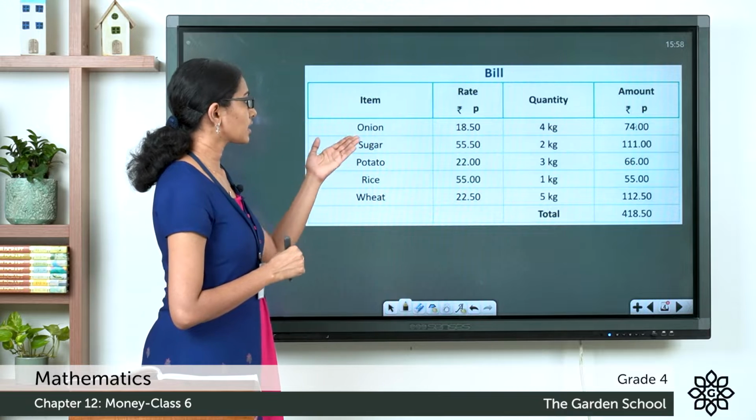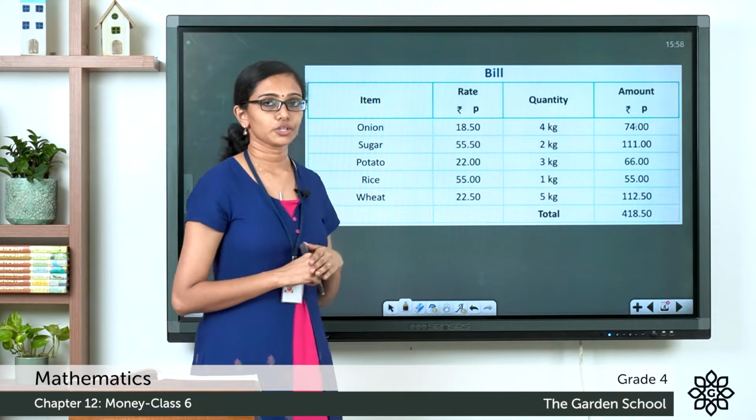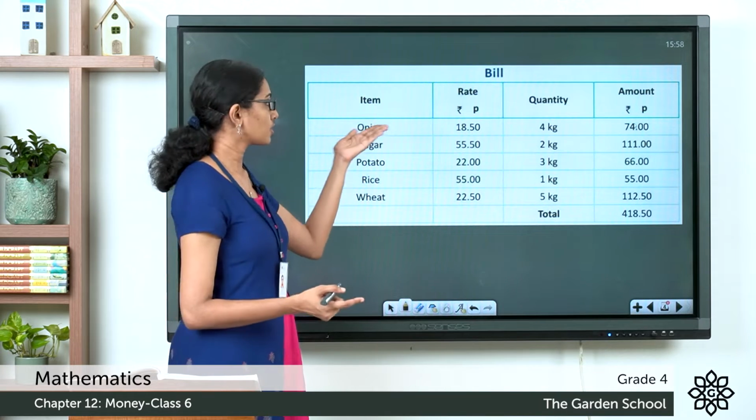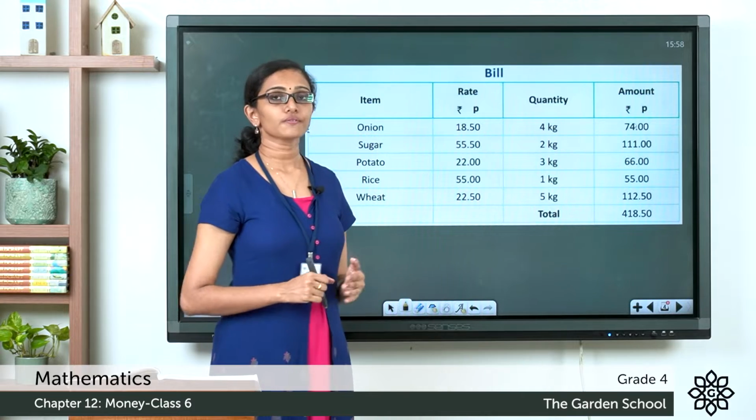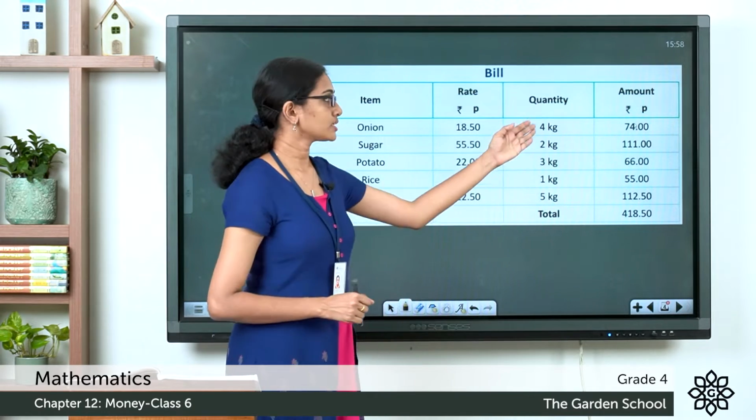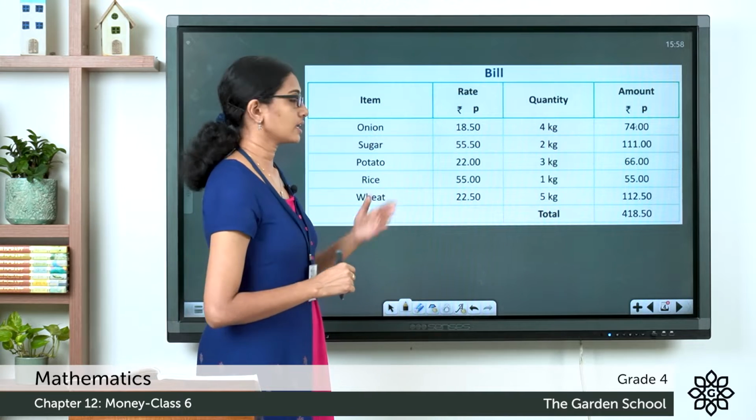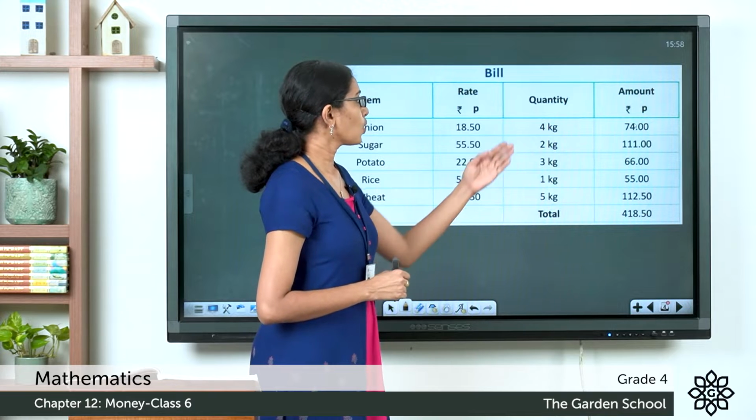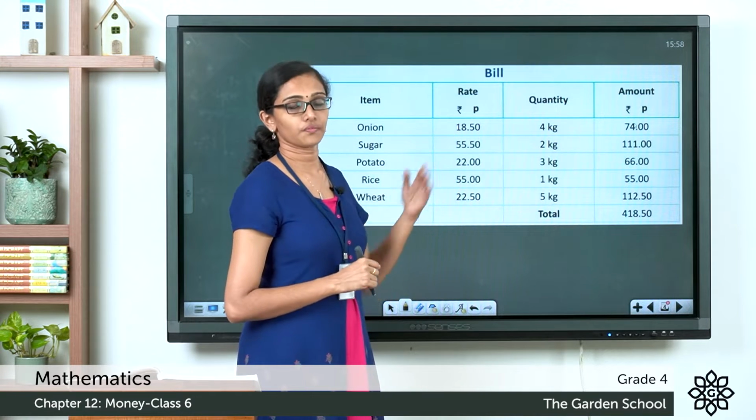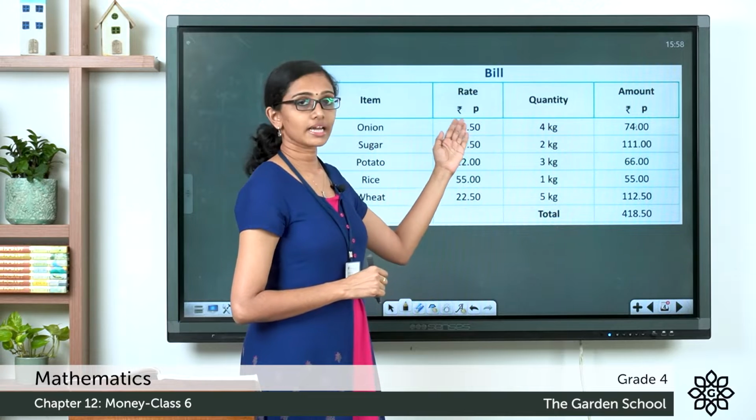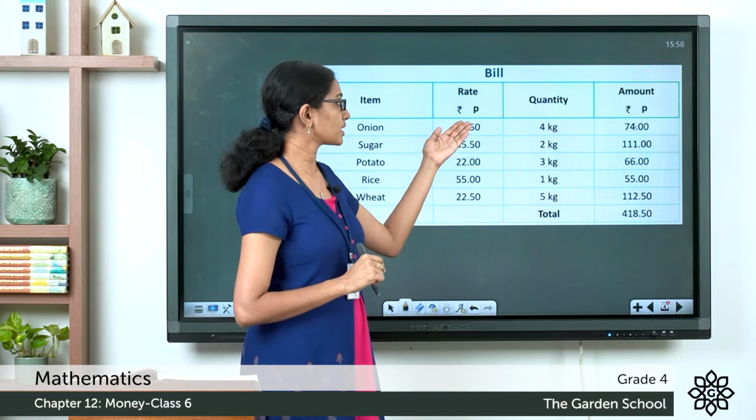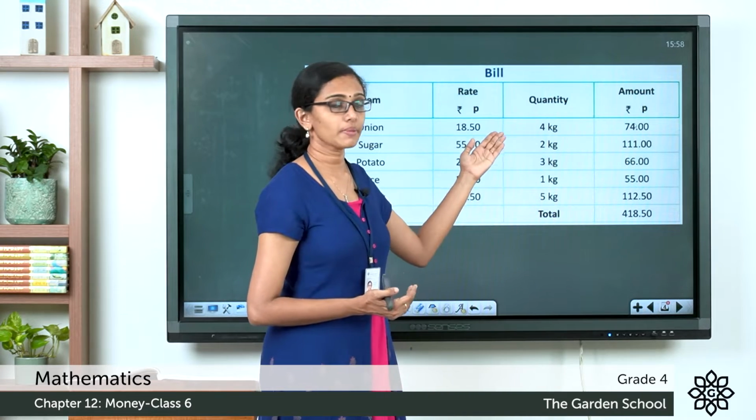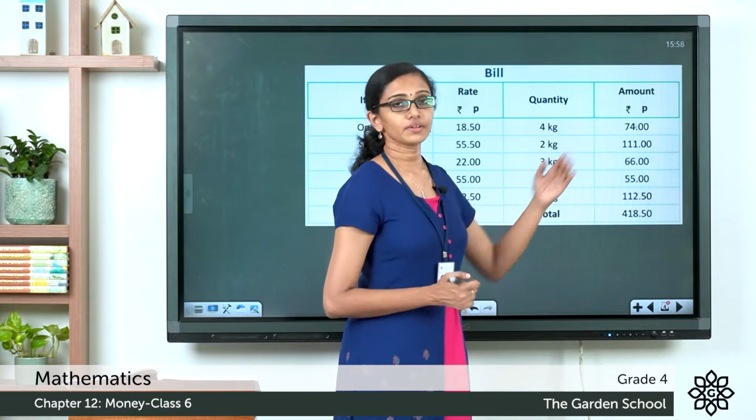So the first item is onion and the rate per item or the cost of 1 unit or 1 kilogram of onion here is 18 rupee 50 paise and he bought a total of 4 kilogram of onion and hence the cost of 4 kilogram of onion is equal to 4 into 18 rupee 50 paise. That is the rate per item, the cost of 1 unit of that item into the number of units that he bought. So 18 rupee 50 paise into 4 is equal to 74 rupee.